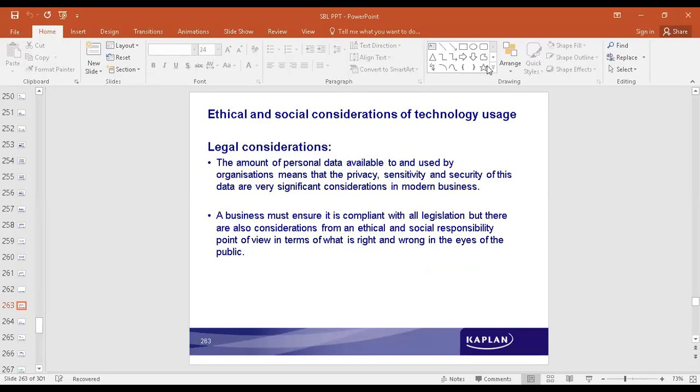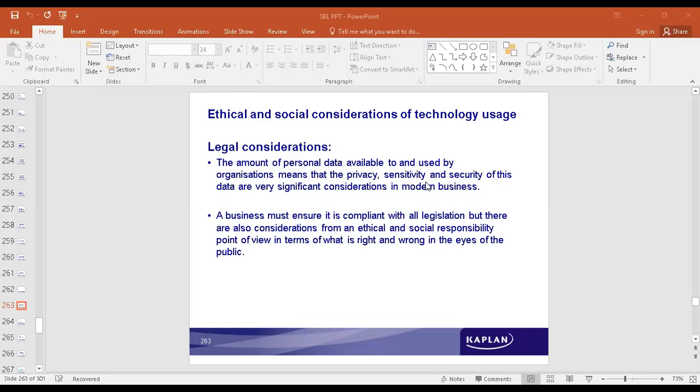Ethical and social considerations of technology usage. We see the legal aspects of it. The amount of personal data available to and used by organizations means that privacy, sensitivity, and security of this data are very significant considerations in modern business. It's very easy to have access to data, but that's where the ethical aspect comes into the picture. If they misuse that personal data, then the legal considerations also have to be taken into account.